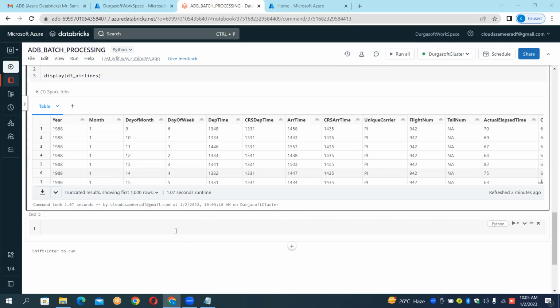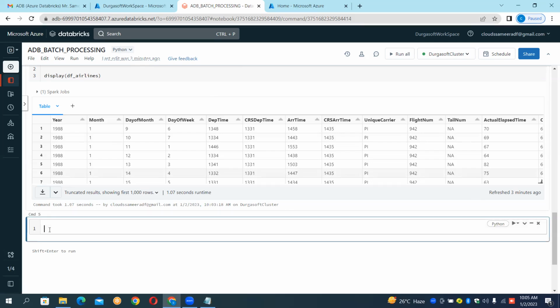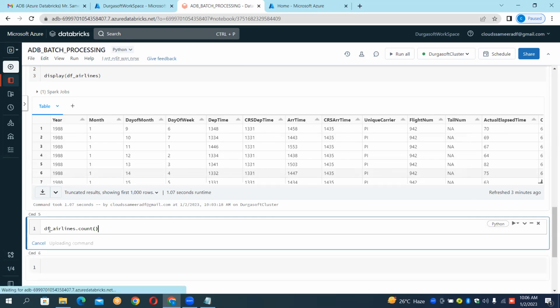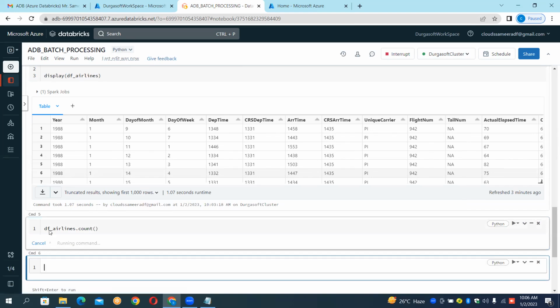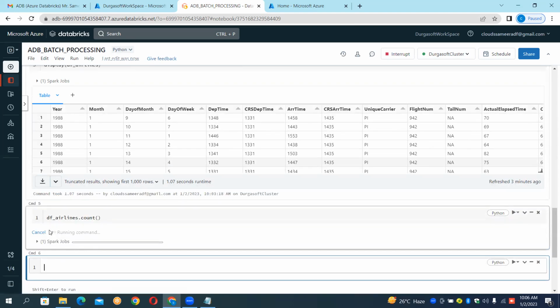Okay, guys. So this is the thing we have. Now if you want to count it, you can also use the count. So what is the method of using the count, guys? Can you tell me? Data frame dot count. Yes, df.count. That is df_airlines dot count. Now you have airlines dot count. Count it.